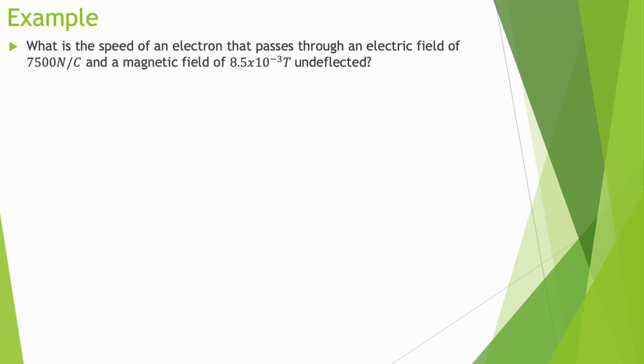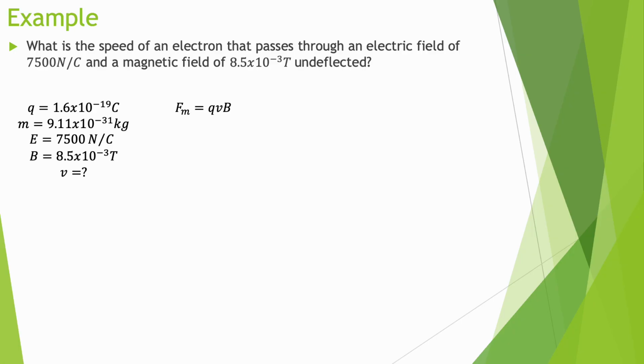So for this, we're going to assume, because it's undeflected, our force magnetic and our force electrostatic are equal but in opposite directions. And we'll start by writing out what information we have. So we know our charge is 1.6 times 10 to the negative 19 coulombs. Our mass is 9.11 times 10 to the negative 31 kilograms. Our electric field is 7,500 newtons per coulomb. And our magnetic field is 8.5 times 10 to the negative 3 Teslas.